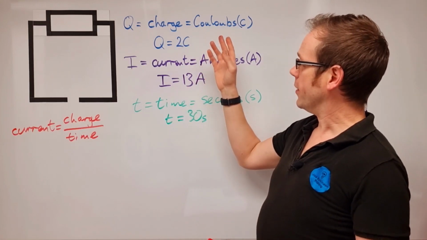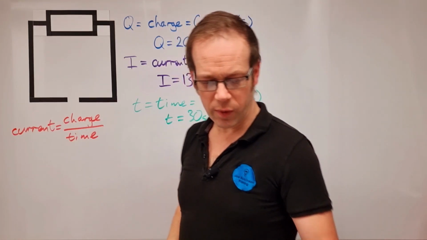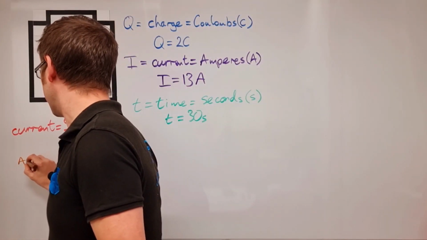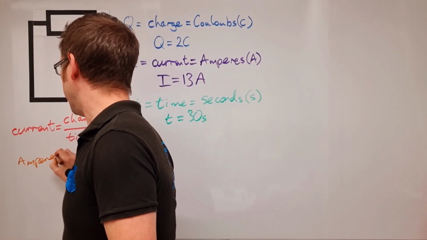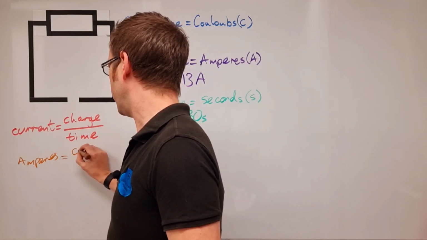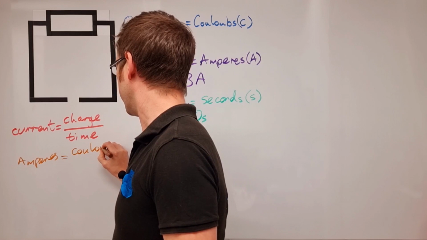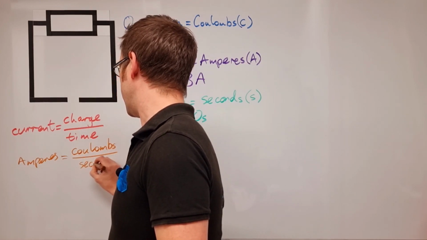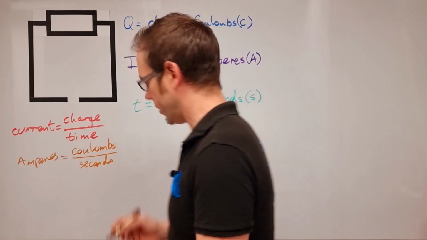Okay, so that's an interesting concept, because we can now put in the unit names. What we would now say is that amperes, or amps for short if you get to know it really well, is equal to coulombs over seconds. So you've got coulombs divided by seconds.